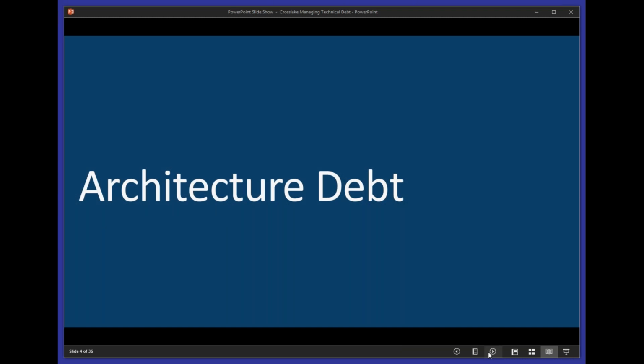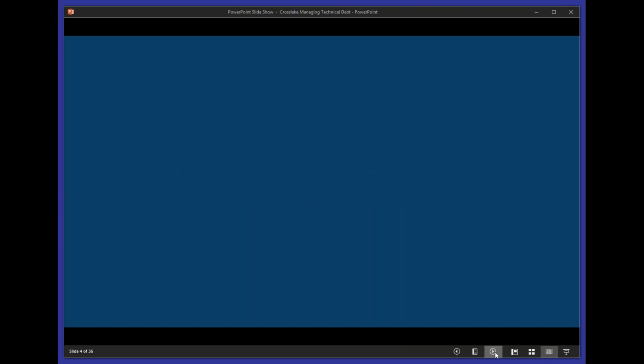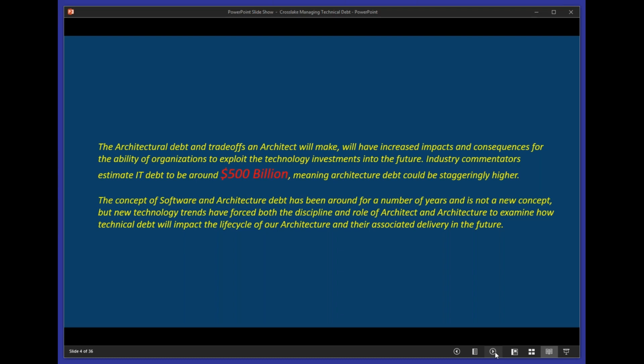So, architecture debt: the best analogy I ever saw, and some of the considerations, the trade-offs that architects make. We're going to focus from an architectural perspective but cover the broad landscape of stakeholders that need to consider technical debt, which will have increased impacts and consequences for the ability of organizations to exploit technology investments into the future. Industry commentators, Gartner, McKinsey, Boston Consulting Group, and various others estimate IT debt to be currently around $500 billion, meaning that architecture debt could be staggeringly higher.